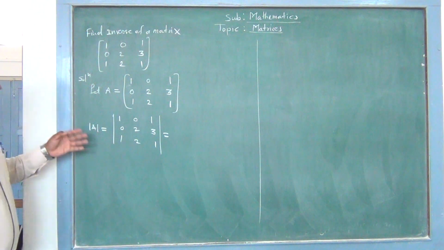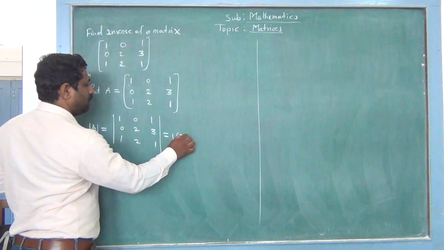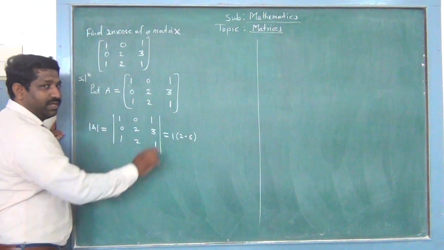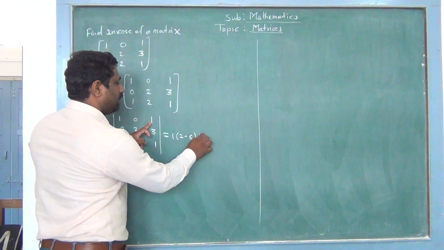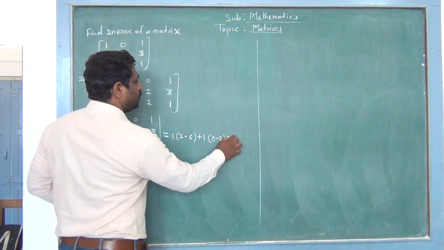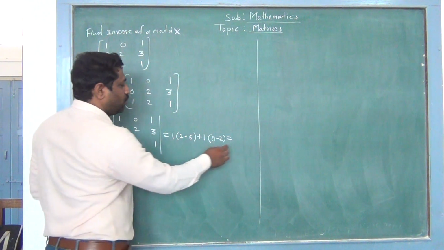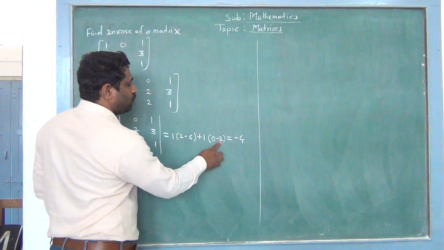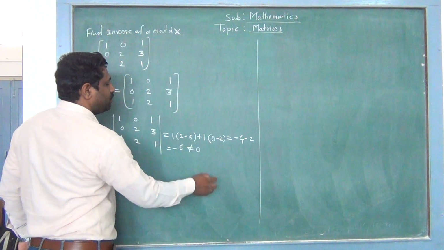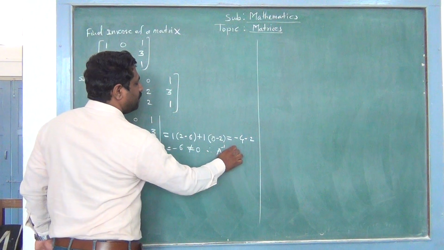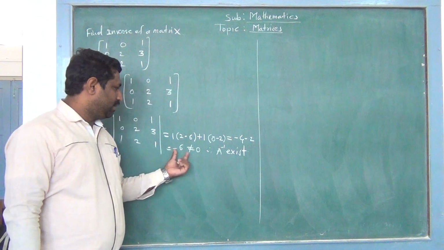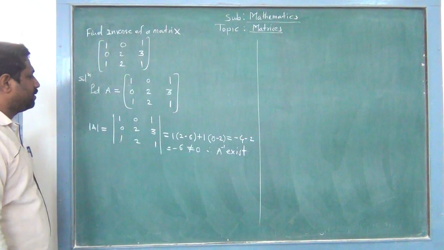Now we expand the determinant: 1 into (2 minus 6), plus 0 into anything, 0, plus 1 into (0 minus 2). So 2 minus 6 is minus 4, and 0 minus 2 is minus 2, so minus 4 minus 2 is equal to minus 6, which is not equal to 0, and therefore A inverse exists. The determinant value is not 0, therefore A inverse exists, non singular matrix.